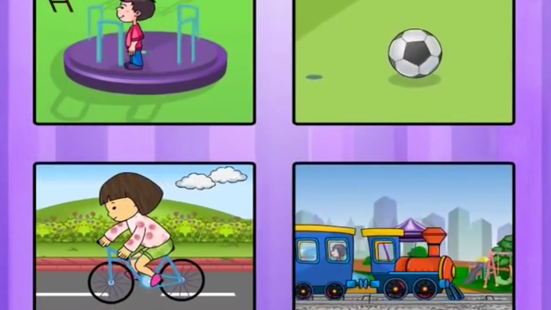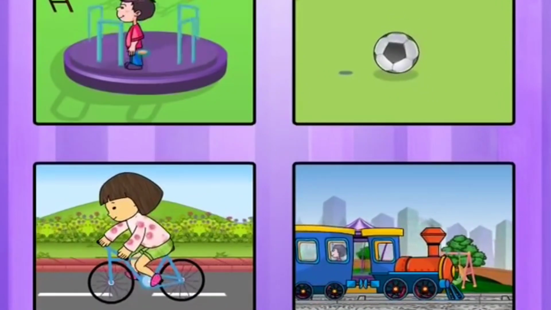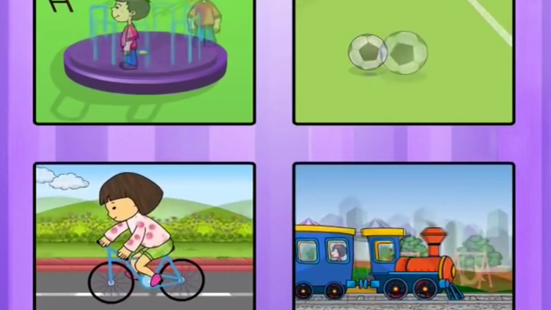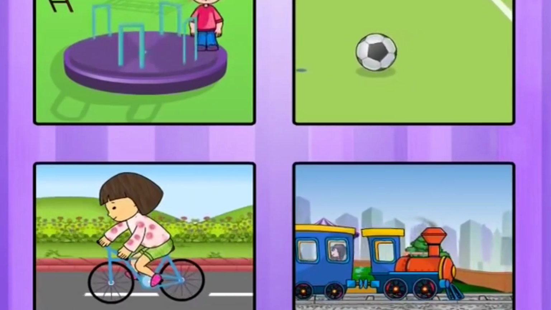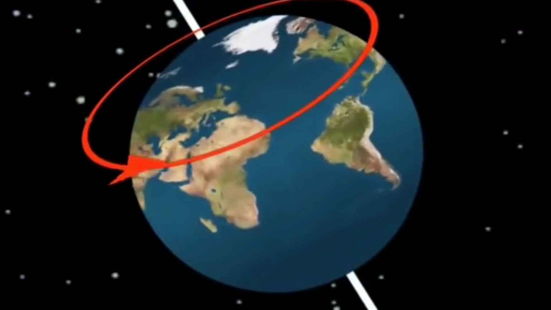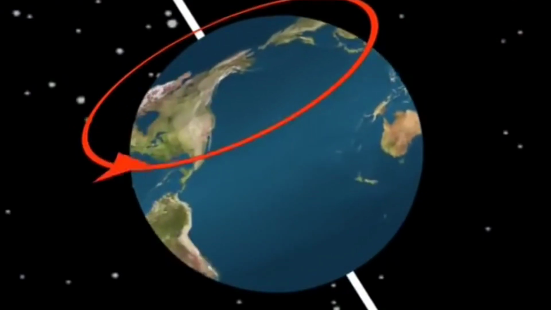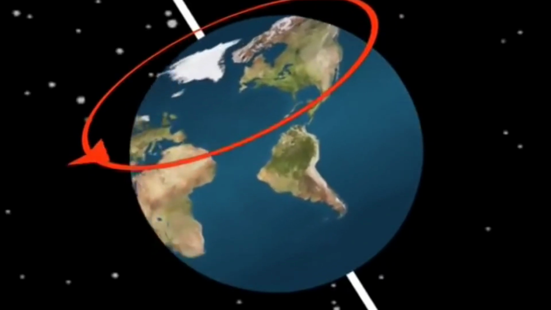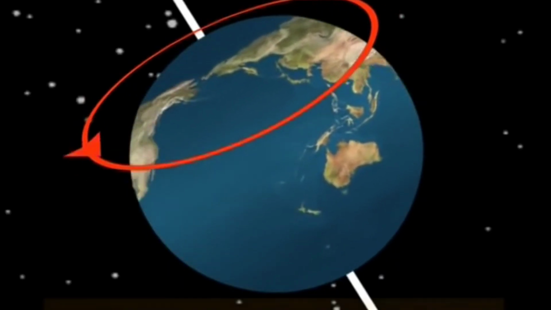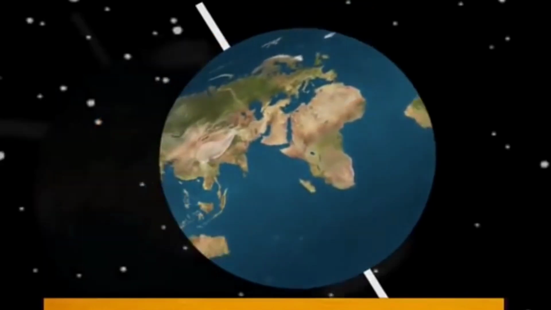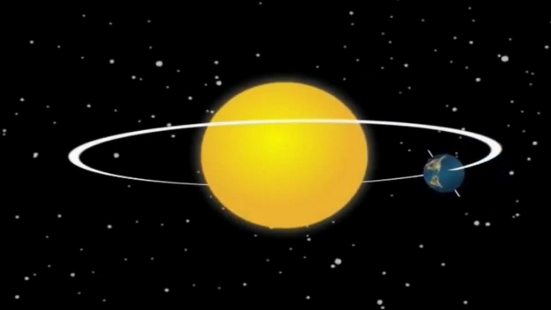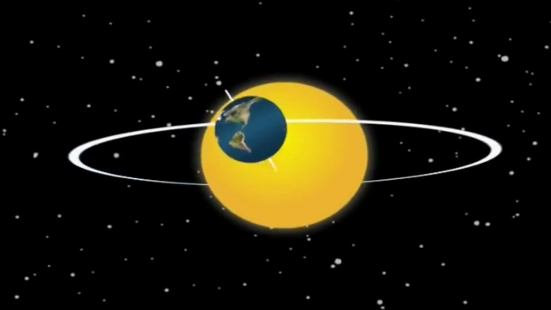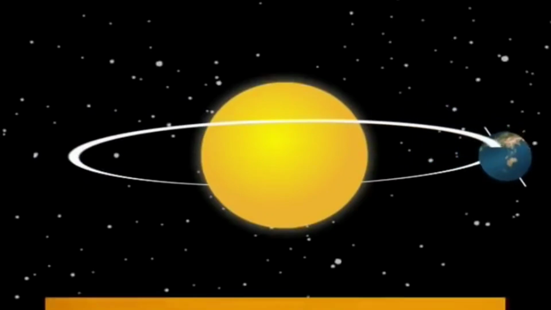Now that we understand different types of motion, let's study the nature of motion of our Earth. Earth moves around its own axis. That is, it is in circular motion around its own axis. This motion is also known as Earth's rotation. Simultaneously, Earth also moves around the Sun while it rotates about its own axis. This motion is also known as Earth's revolution.